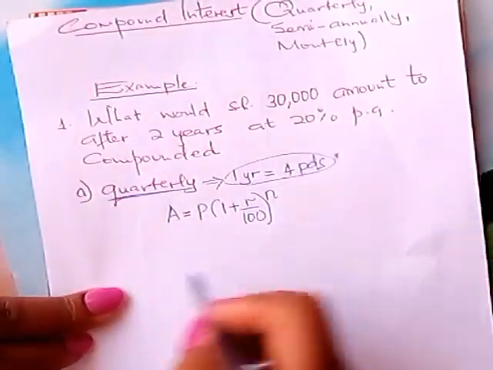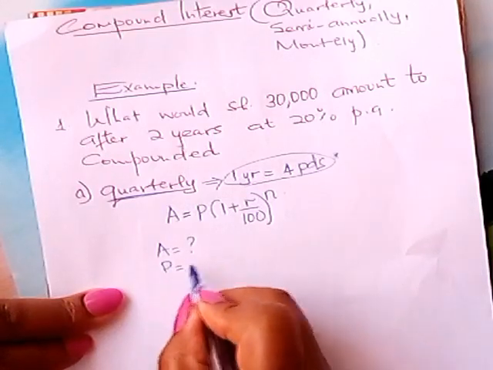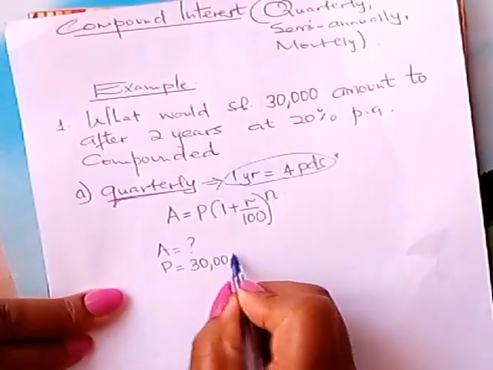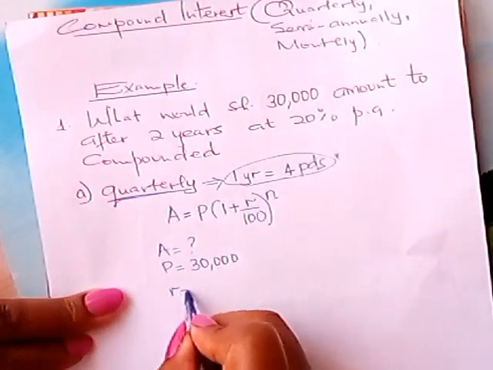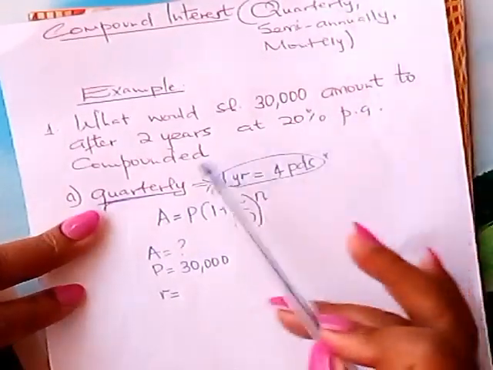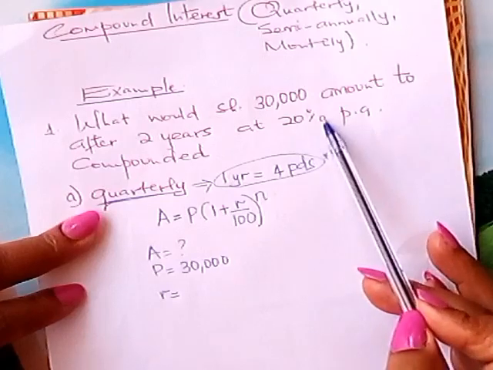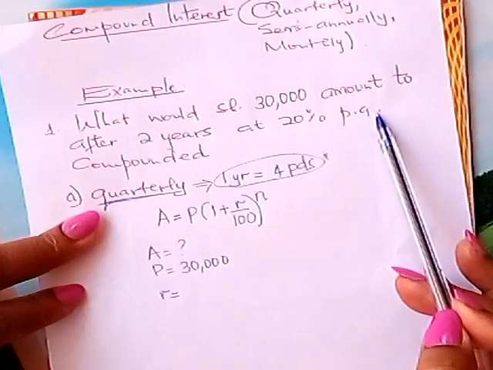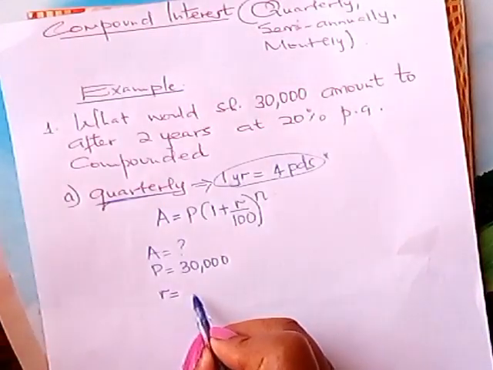Now, what do we want? We want the amount, learner. This is what we want. What is the principal? The principal is 30,000. What is your R, learner? The rate here is per annum, but compounded quarterly. Per annum, 20% per annum. And then we are told compounded quarterly. So the new rate will be what?